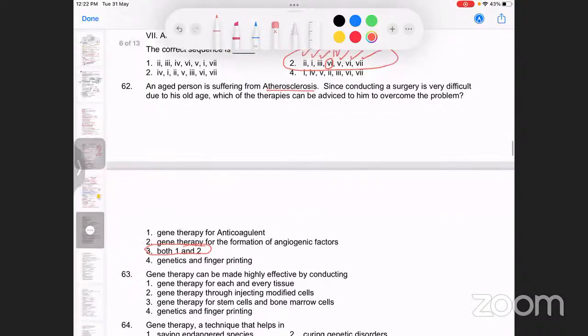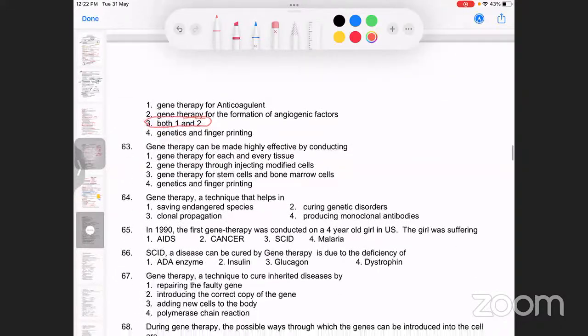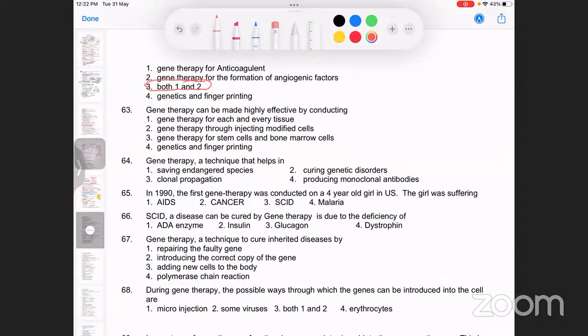Which is again a kind of genetic disease. The gene therapy can be made highly effective by conducting gene therapy for each and every tissue, gene therapy through injecting modified cells, gene therapy for stem cells and bone marrows. So gene therapy can be made highly effective by including stem cells and bone marrow cells.